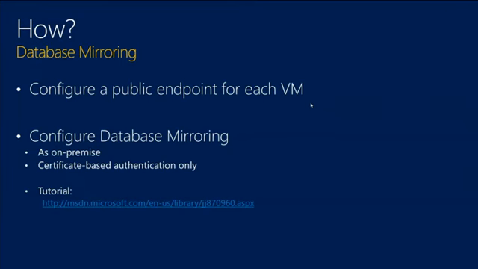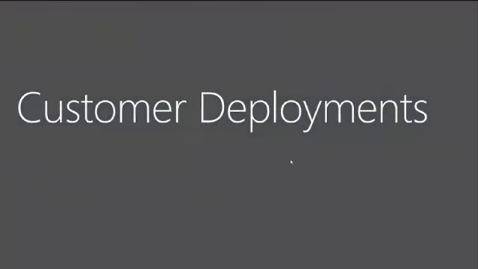In terms of what you need to do if you want to configure, for example, database mirroring across different data centers, the only thing that you need to do is for those VMs in the Azure data centers, you need to configure a public endpoint so that they can connect to each other. After that, the configuration is as on-premise. You can just connect them. And again, we have a tutorial of how you can do this.